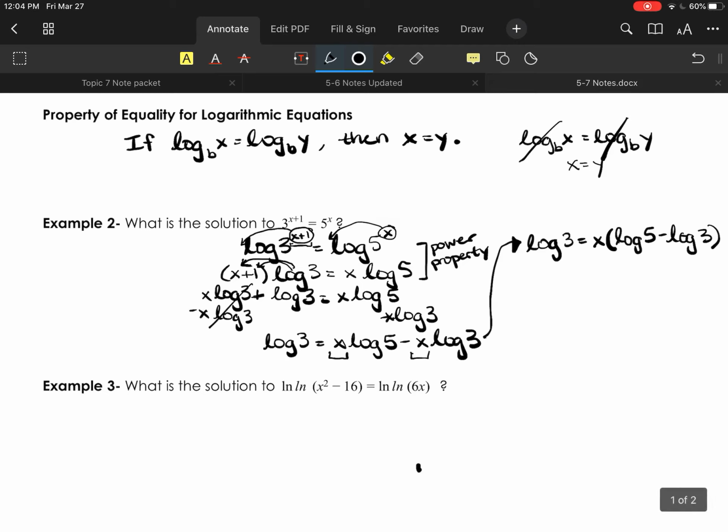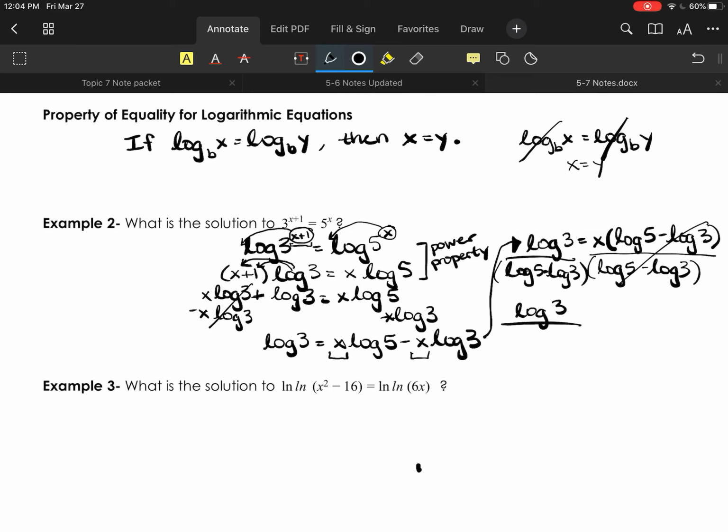Now that I have x times log 5 minus log 3, I'm going to divide both sides by log 5 minus log 3, which we're not used to dividing by something that's so long, like a subtraction problem, but you can do that. I'm going to do that on both sides. It may help you to see it better to put it in parentheses. It's up to you, though. So then all those logs on the right side cancel out. So now I'm left with log 3 over log 5 minus log 3 equals x.